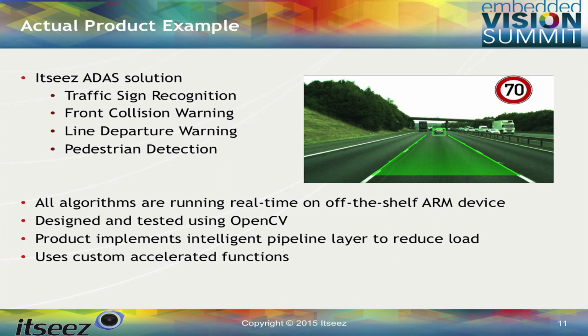So going to an actual example of what I have said, we have a product that we developed following this principle. We have an ADAS solution that has 4 functions that should be and that are running on an off-the-shelf ARM device. So we are not able to use OpenCL or any optimization that is specific to particular hardware. So we had to optimize this purely in Neon, which is generally now available almost everywhere. We design and test it using OpenCV, as I have described.